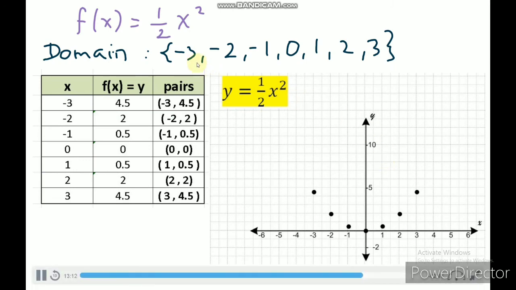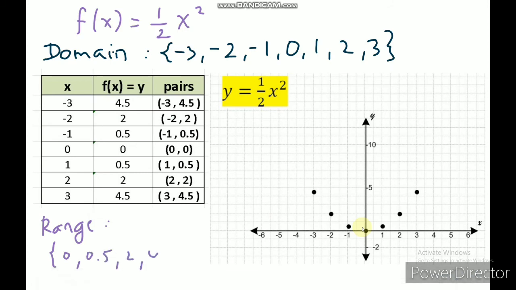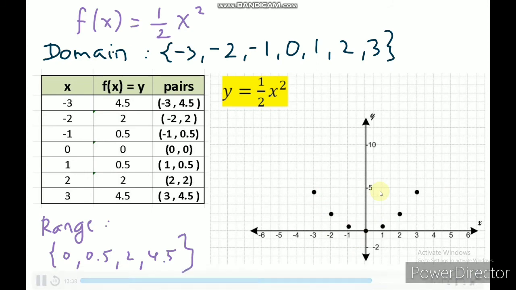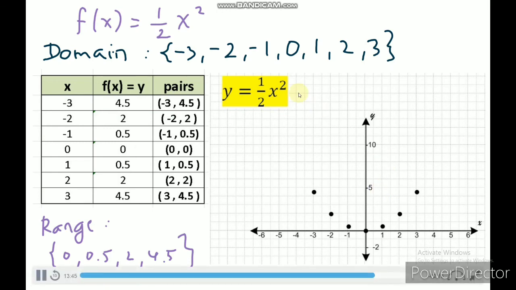The range itself, let me just write it here, will be 0, 0.5, 2, and 4.5. So only 4 values for your y, although you have 7 values of your x. It means the range, again, must represent all possible values of your outcome based on the function that you use and based on the raw materials, or the values of x, that you put in.